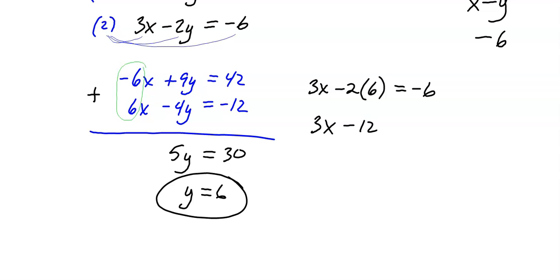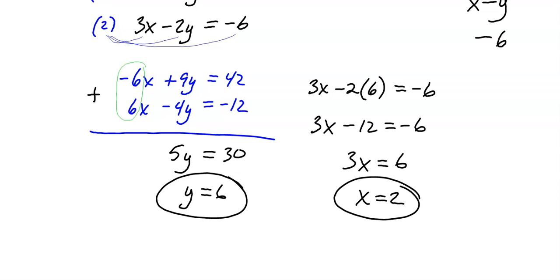3x, take away 12, negative 6. Add 12 to both sides. Divide. I get x equals 2. So 2 take away 6. Final answer would be negative 4. If you just wanted the ordered pair, it would be 2, 6.